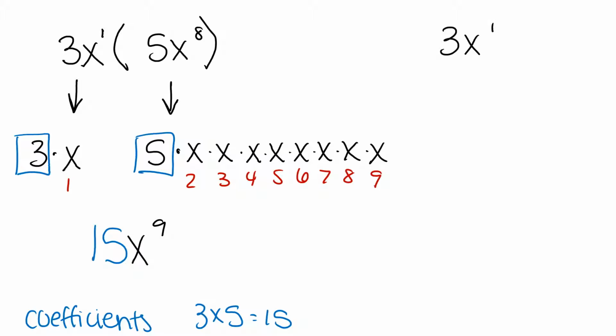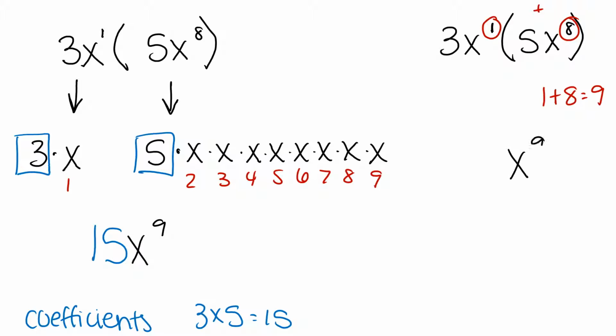If you want to use the shortcut method, it can still apply. Remember, we put that 1 in the problem because when there is not an exponent written there, it is an understood 1. So we can still add the exponents. 1 plus 8 is 9. So we can still get our x to the 9th power. And again, multiplying the coefficients, 3 times 5 is 15. 15x to the 9th.